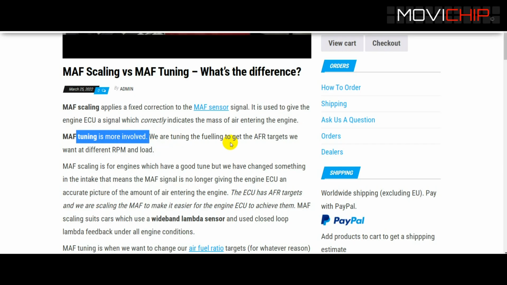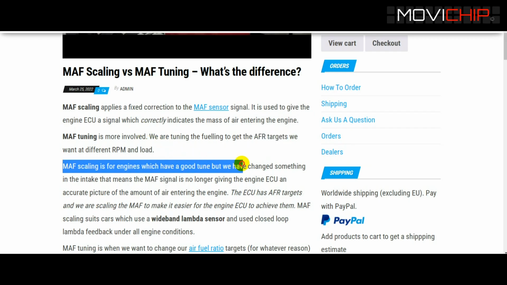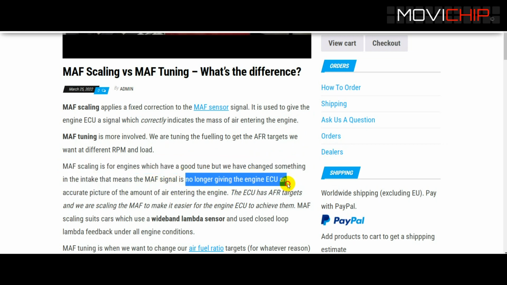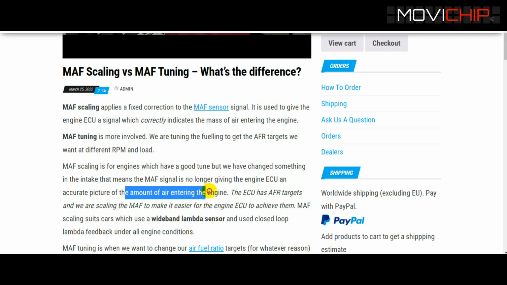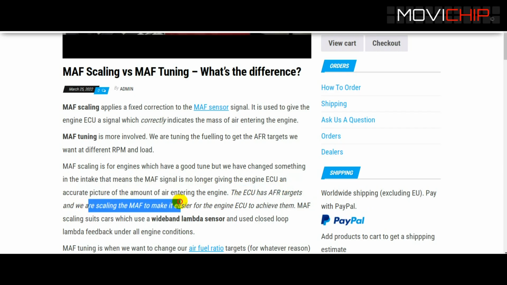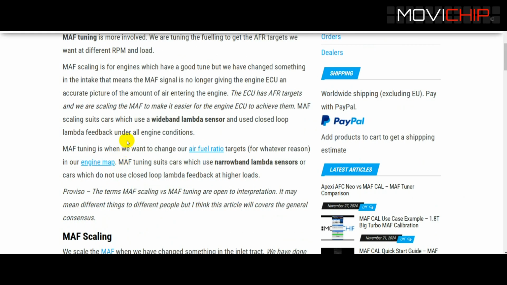We are tuning the fueling to get the AFR targets we want, which is different to what the engine ECU wants. MAF scaling is for engines which have a good tune, but we have changed something in the intake that means the MAF signal is no longer giving the ECU an accurate picture of the amount of air entering the engine. The ECU has AFR targets, and we are scaling the MAF to make it easier for the engine ECU to achieve them. MAF scaling suits cars which use a wideband Lambda sensor and use closed loop Lambda feedback under all engine conditions.